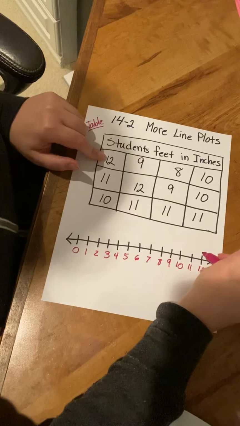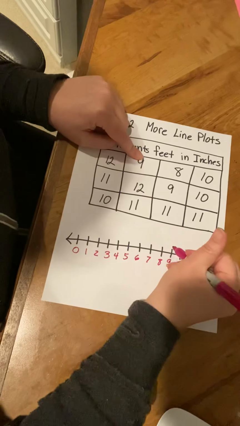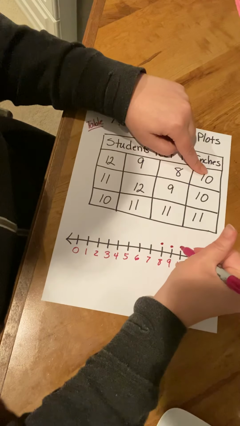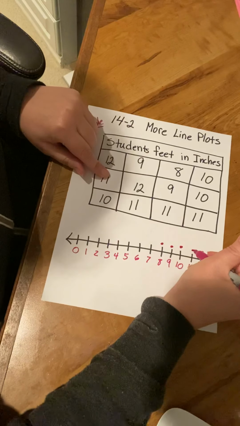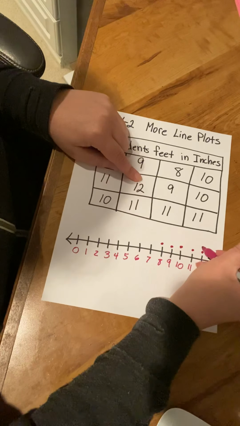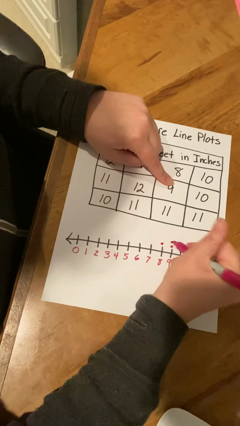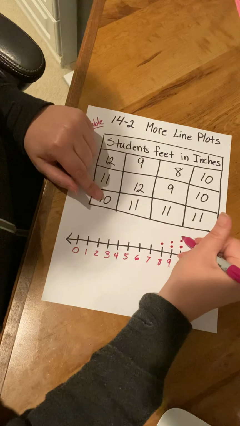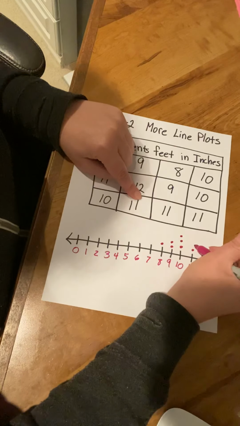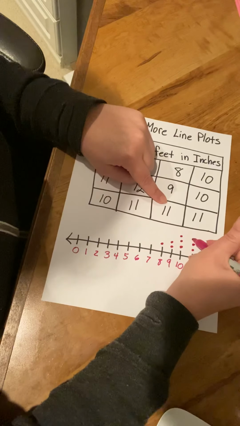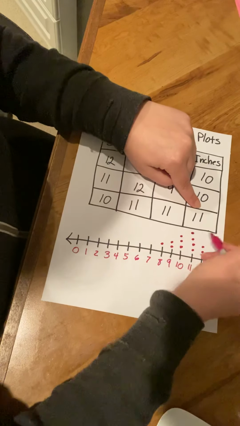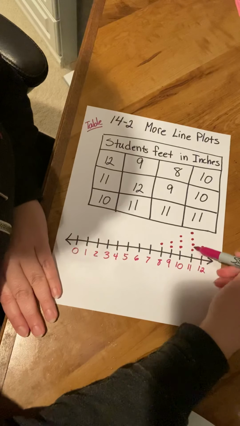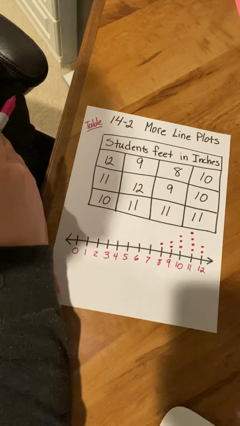So I have a 12, 9, 8, 10, 11, 12, 9, 10, 10, 11, 11, 11. So notice when I had more than 1 on the same number, I just continued to put those dots right on top of each other.